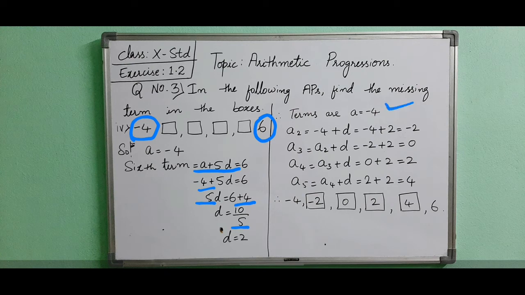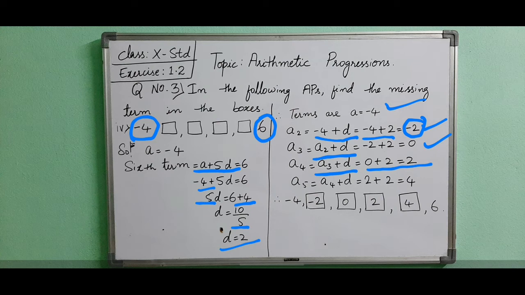Now how can we write the terms? a1 is already minus 4. So for a2, how will you write? To minus 4 you have to add d. So it is minus 4 plus 2, which is minus 2. Third term, how will you find the third term? To the second term we have to add d. Second term is minus 2. If we add d to minus 2, it will become 0. Then a4. a4 is nothing but a3 plus d. a3 is 0. 0 plus 2 is 2.